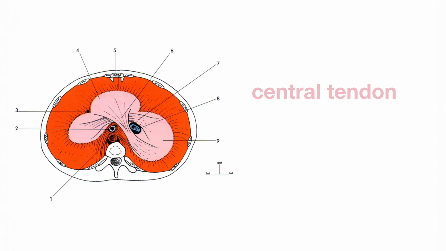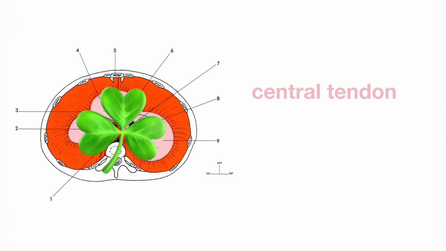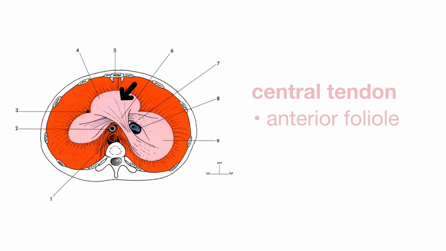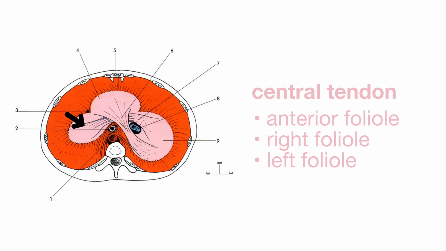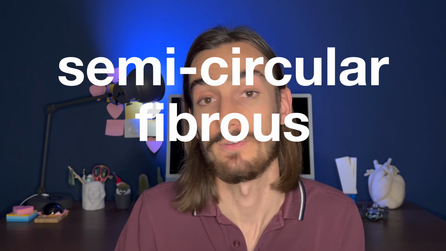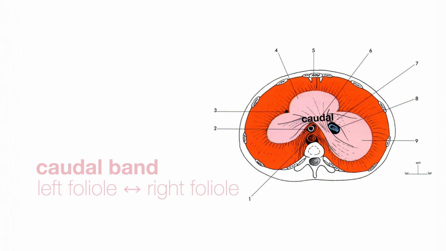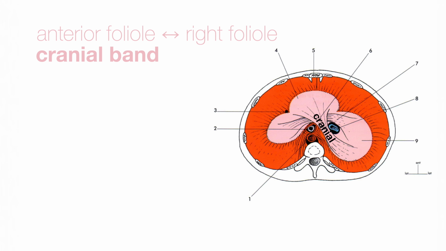All the muscle fibers from these peripheral attachments converge into a central tendon which forms the crest of the dome. This fibrous central layer has a shamrock shape with 3 folioles. The anterior foliole is small and transversal. The right foliole is the biggest of all, and the left foliole is smaller than the right one. Between the folioles, we find 2 semicircular fibrous bands, the caudal or inferior band between the right and left folioles, and the cranial or superior band between the anterior and right folioles.